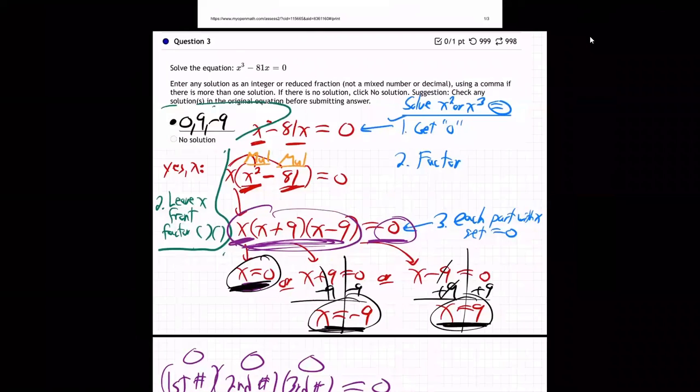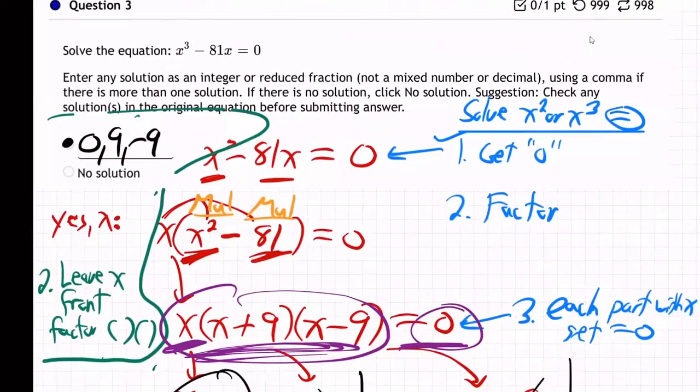Meaning, if you plugged any one of those three numbers in, it would make it true. You can check it if you're interested. Put in 0 for X first. Of course, it's true. We should have guessed that one, right? 0 cubed is 0, minus 81 times 0 is 0. Certainly equals 0. 0 minus 0 is 0.